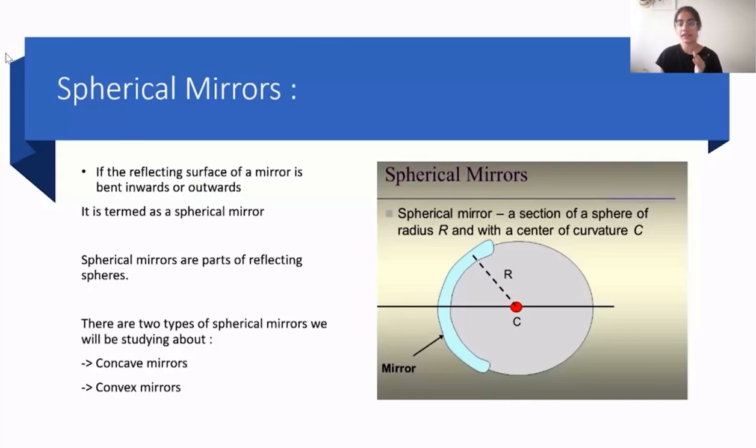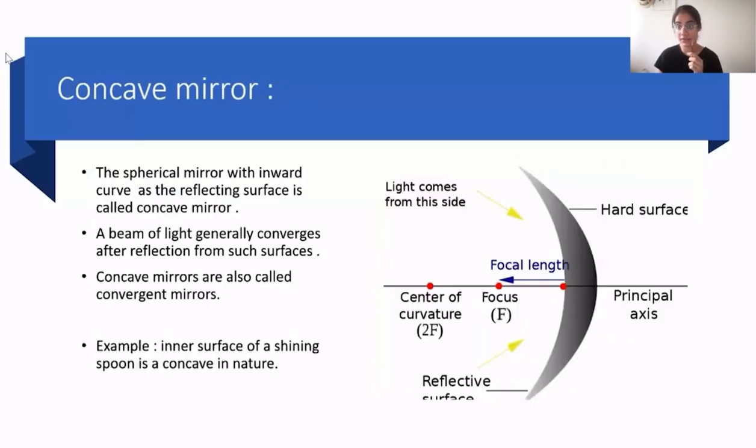If you see the diagram that has been presented to you on the right hand side, you see a section of a sphere with radius r. Now it's a sphere, so it will have a center, and if you draw a line from the center to the perimeter of the sphere, then that line segment will act as the radius of the sphere. We will study its definitions in detail later, but as of right now, you have to remember that spherical mirrors are part of these reflecting spheres.